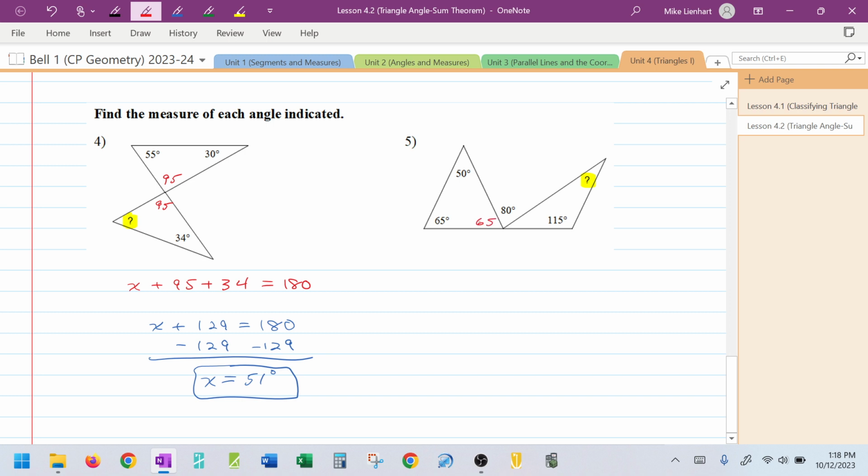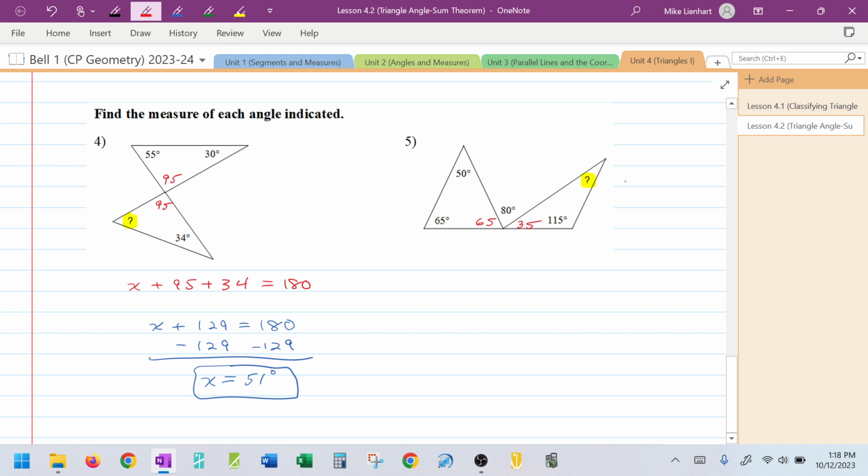Now, if I look at this 65, this 80, and this other missing angle, I know that those three angles also form a line. So they add up to 180. So if I take 180 and subtract from that 65 and 80, which would be 145, sorry, I end up with 35 degrees for that angle.